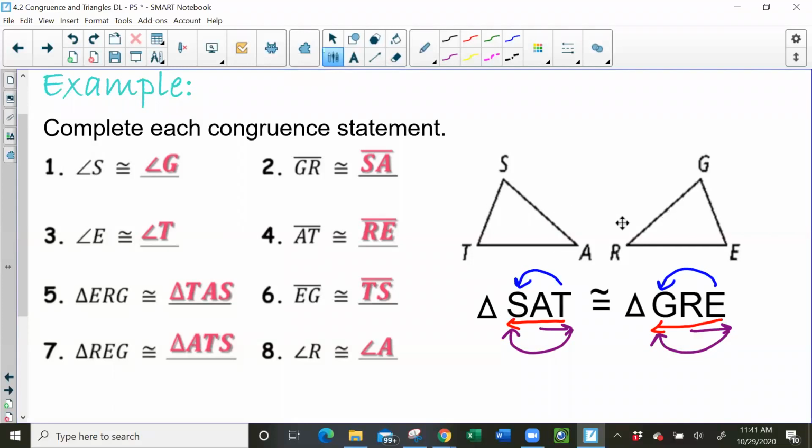And sometimes the diagrams we give you are tricky. So if you can't figure it out from looking at the diagram, please use the congruence statement to help you answer these questions.